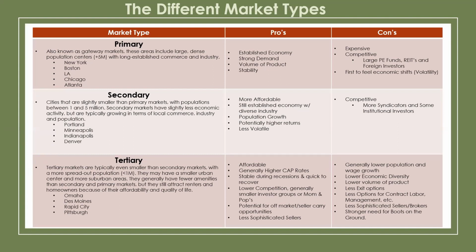Next, we look at secondary markets. So these are just a step down from primary, slightly smaller, generally 1 to 5 million people, less economic activity, but still strong economies.